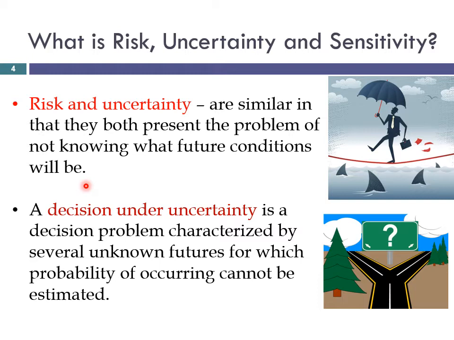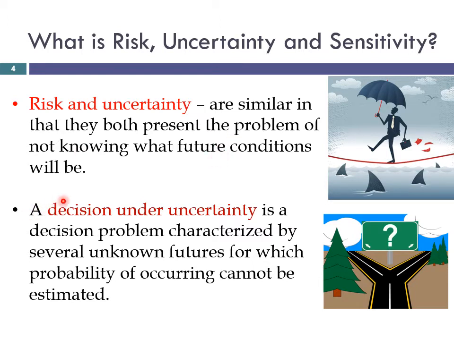Okay? So because of these unknown factors with the future conditions, we don't know the future for sure, and it means that we have risk and uncertainty. So they present the problem of not knowing what future conditions will be.